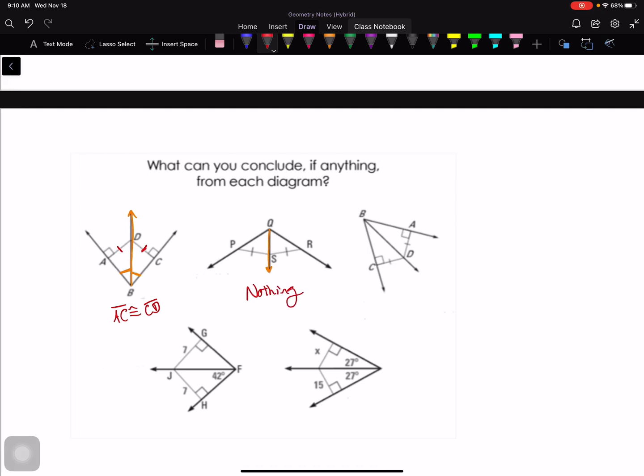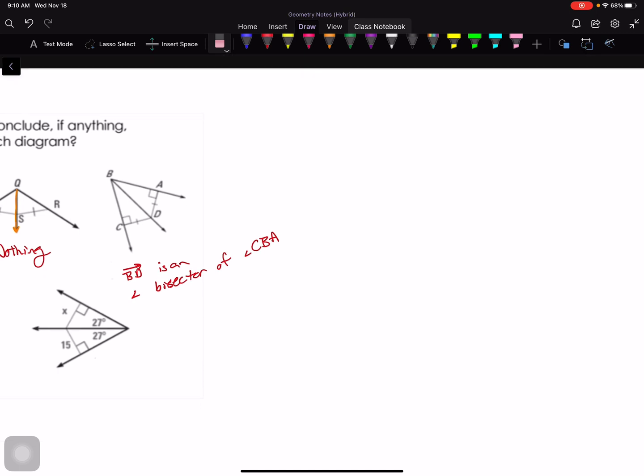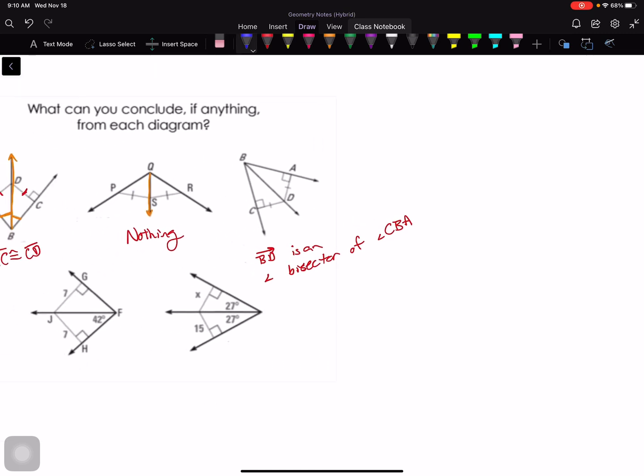All right. Letter B, we can say with extreme confidence that BD, so this ray here, is an angle bisector. And you can even say it bisects angle CBA. And how do I know that? Because of the converse of the angle bisector theorem. We have these two lines, which are equidistant and perpendicular. They are congruent and perpendicular, which means that D is on the angle bisector, which means that BD is the angle bisector.